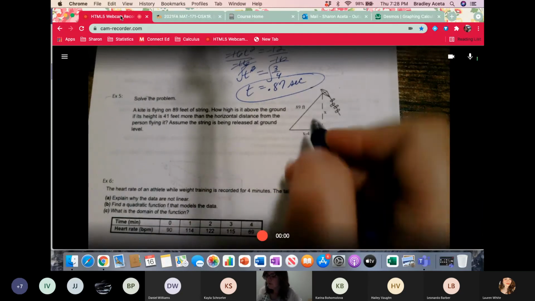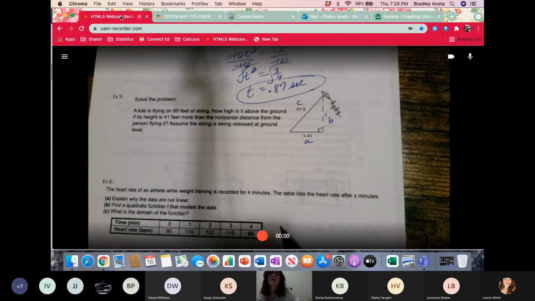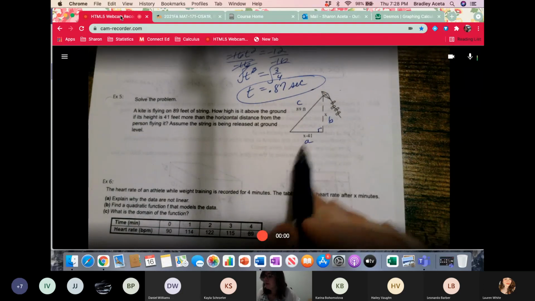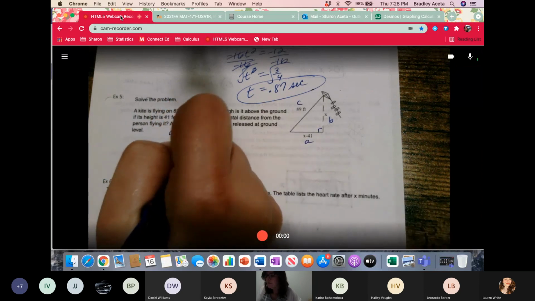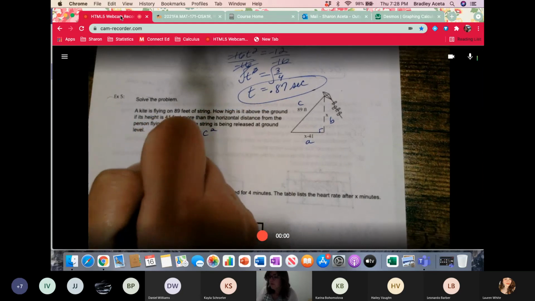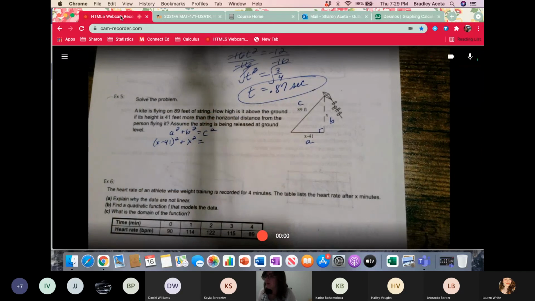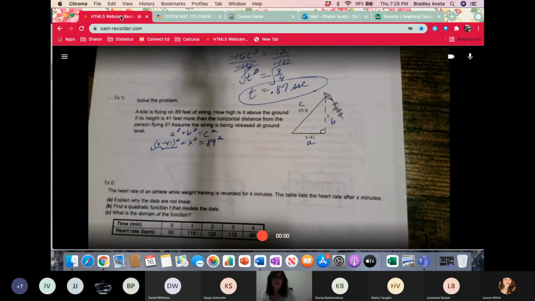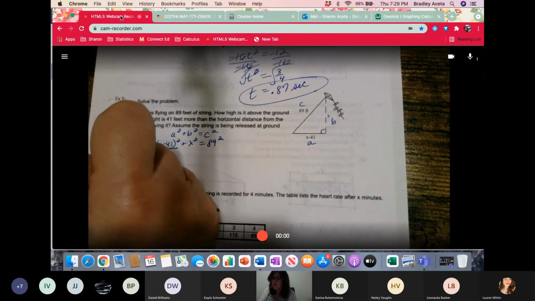So we are going to do A squared. This is your A, this is your B, and this is your C. It actually doesn't matter which one is your A or your B, but the C has to be the longest side. So A squared plus B squared equals C squared. So X minus 41 squared plus B, which is X squared, equals C, which is 89 squared. And yes, you've got to FOIL this. X minus 41, this is what you're doing, times another X minus 41.